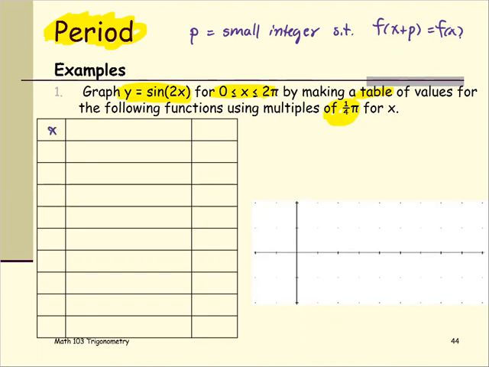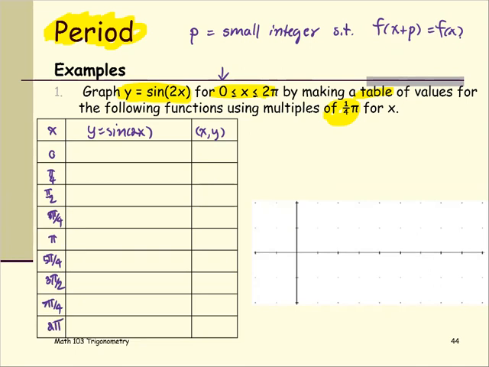The first column is x, the second column is y equals sine of 2x, and the last column is the ordered pair x comma y. The beginning of the x is 0, and then go by the increment of pi over 4. The next is going to be pi over 2, 3 pi over 4, pi, 5 pi over 4, 3 pi over 2, 7 pi over 4, and then 2 pi.